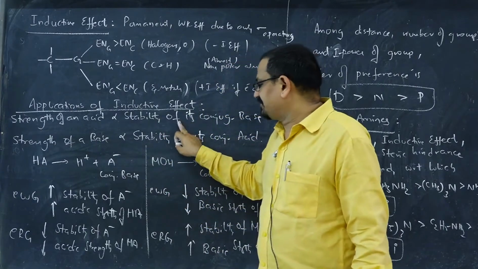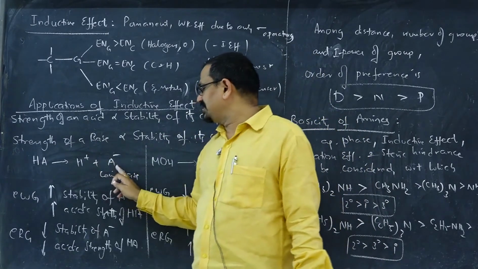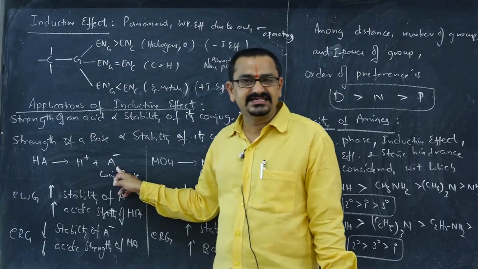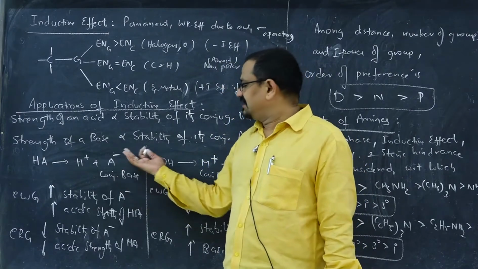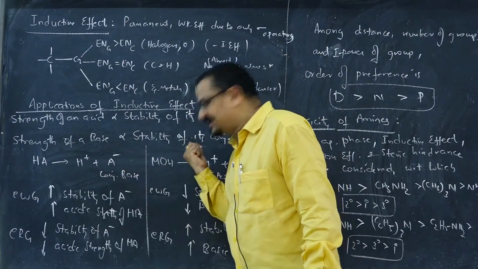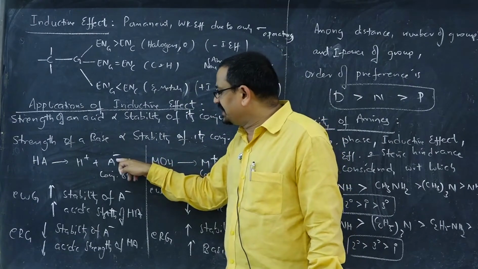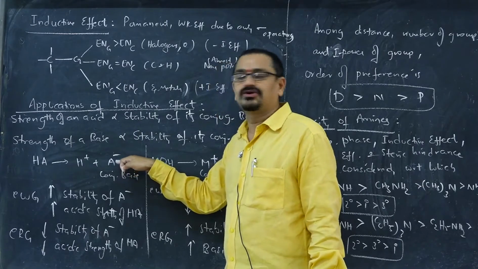So, with respect to the first point, if an electron withdrawing group is connected on this A minus, electron withdrawing group means it attracts the electron density, so that the negative electron density will be less on this conjugate base.